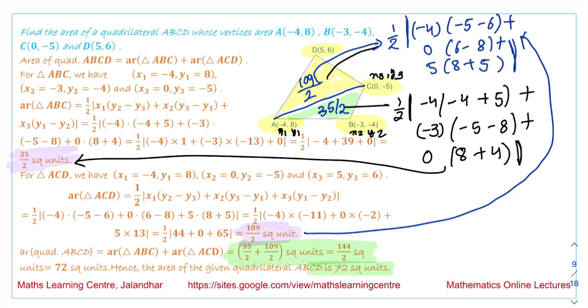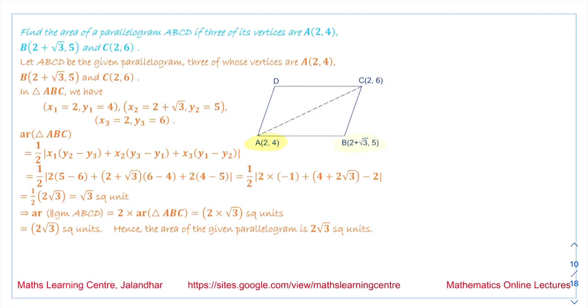So this is the total area of the quadrilateral ABCD. Now the next question we have is: find the area of a parallelogram ABCD if three of its vertices are given. Vertex A is 2, 4, B is 2 plus root 3, 5, and C is 2, 6. So we have to find the area of this parallelogram.